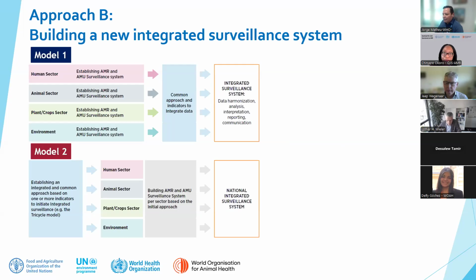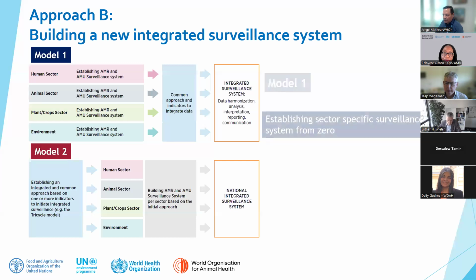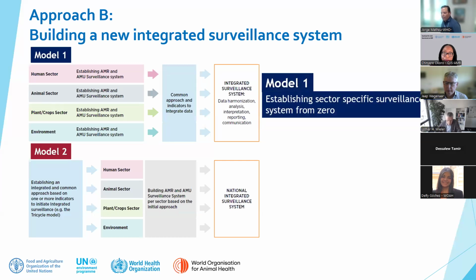On the other side, if approach B is to build a new integrated surveillance, we have two models. One is to create or establish a sector-specific system in humans, animals, plants, and from this, establish the common approach and indicators to integrate the data from the different surveillance systems.